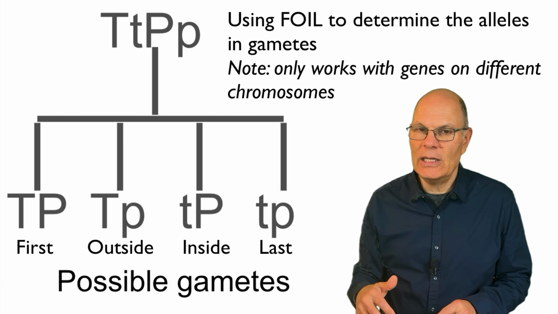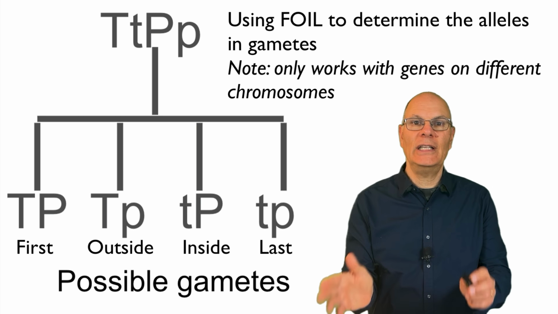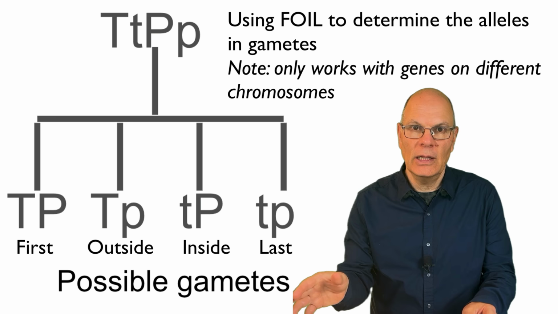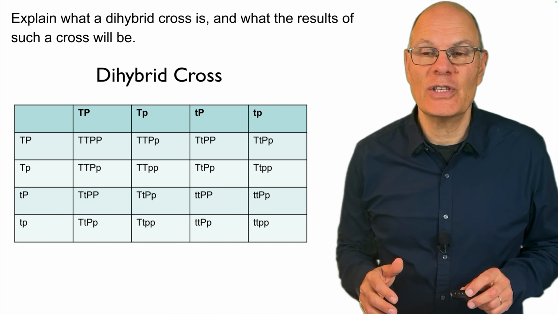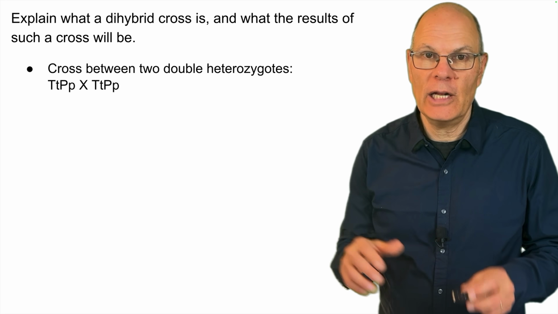This is limited to genes that are found on different chromosomes. The game completely changes when those genes are on the same chromosome, and we'll deal with that later. Explain what a dihybrid cross is and what the results of such a cross will be. It's a cross between 2 double heterozygotes.